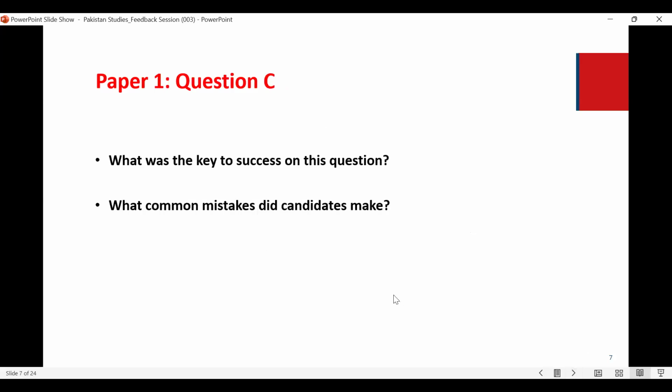Okay. Right, another ponder slide for you. Question C. So what's the key to success on this question? And what common mistakes did candidates make? So I'll give you a couple of minutes just to have a think about that, and we'll move on and have a look and see what you think of the answers that I've put on the slides.